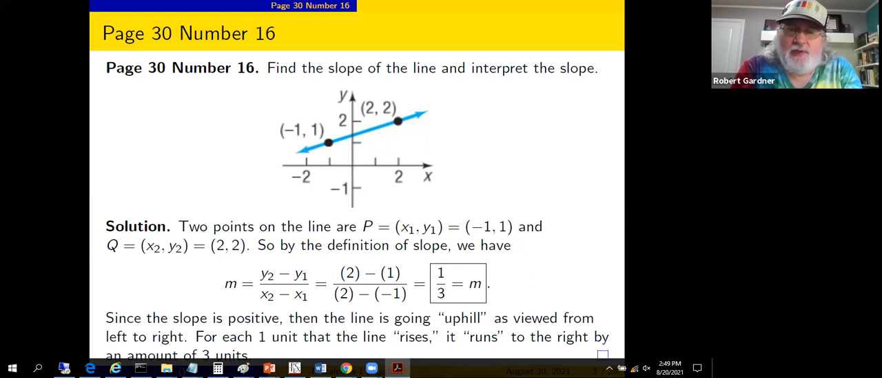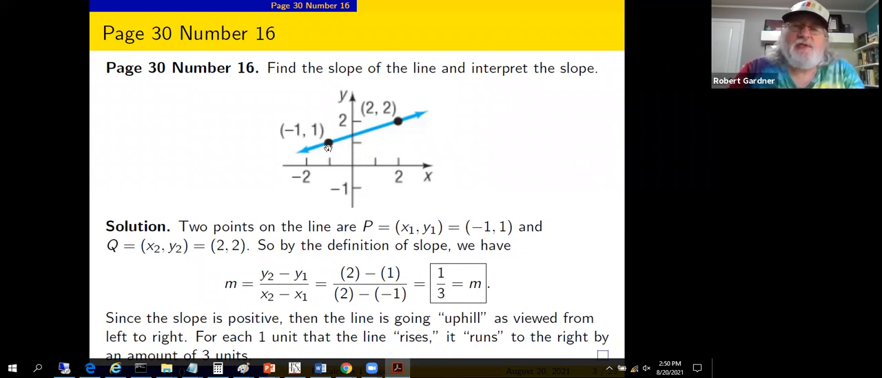Interpret the slope. Okay, I'm not exactly sure what they mean, but we'll describe what's going on in terms of this quantity 1/3. The slope's positive, so the slope's going uphill, first off, as viewed from left to right. For each unit 1 that the line rises, it runs to the right by 3 units. Rise over run. 1 unit up, 3 units to the right.